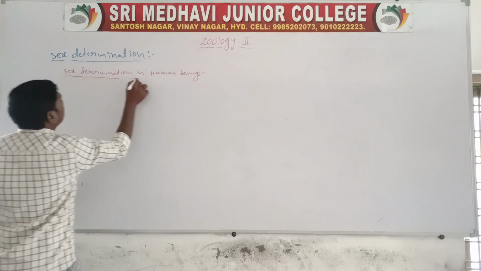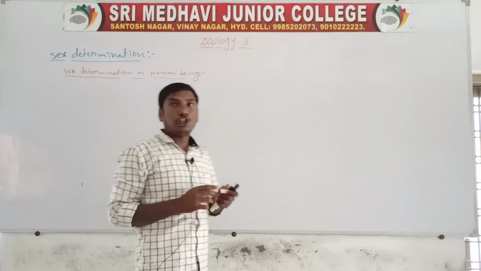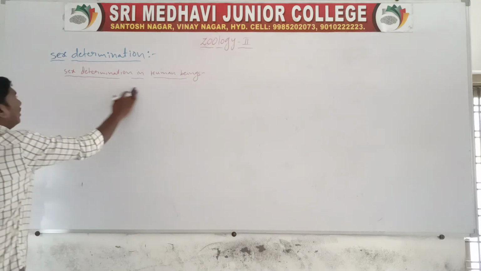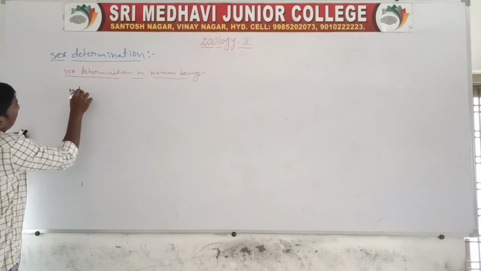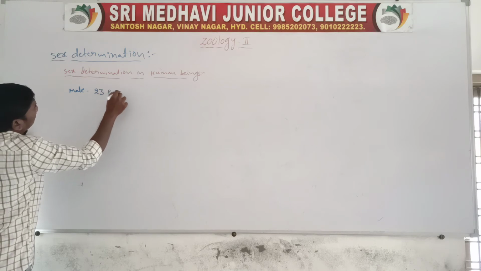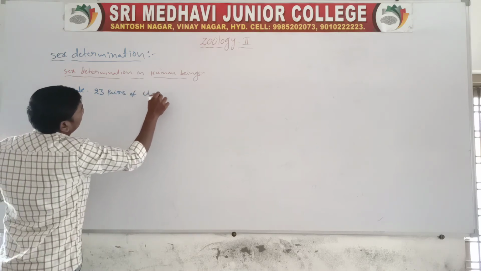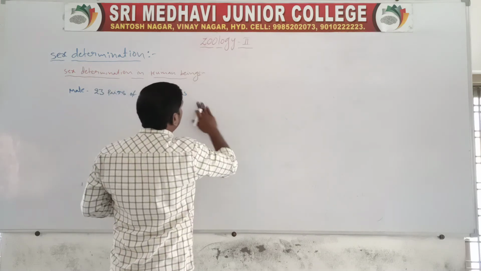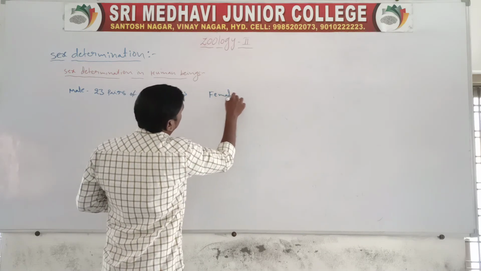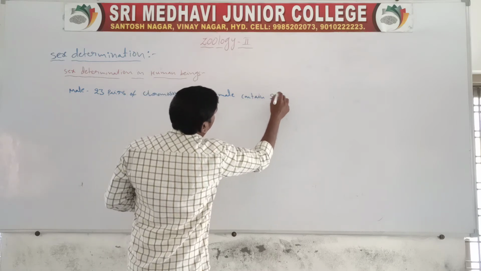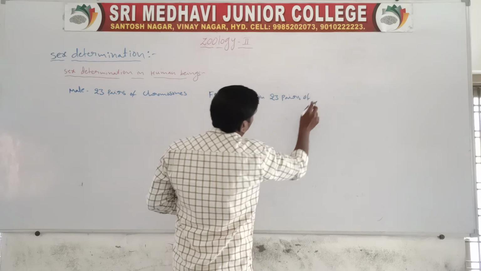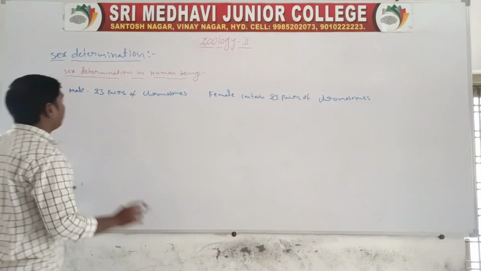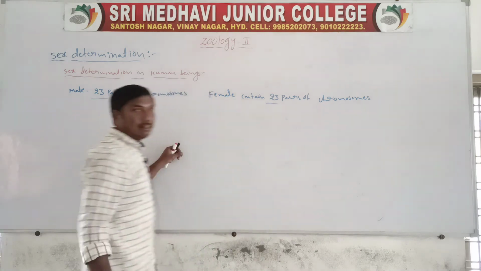Sex determination in human beings. Human beings, male individual or female individual, contain 23 pairs of chromosomes. Males contain 23 pairs of chromosomes. Females contain 23 pairs of chromosomes.